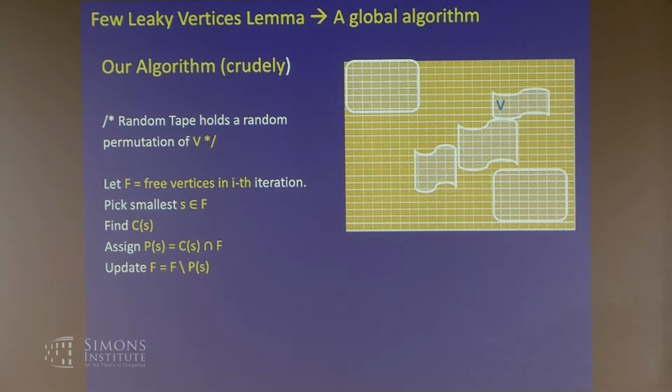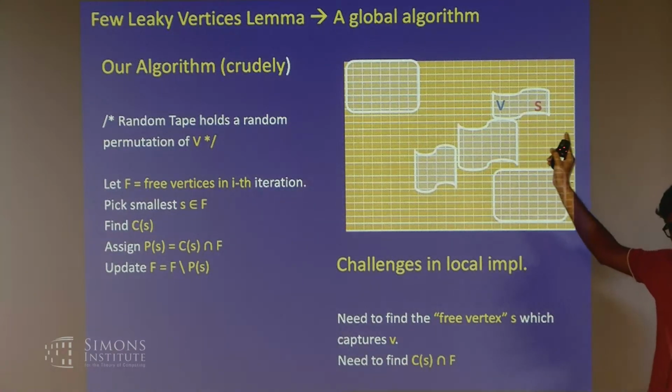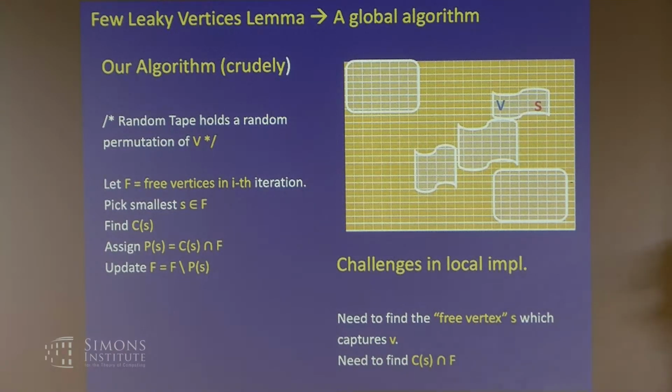The local algorithm will receive as input some vertex V, and I want to understand what I need to do in order to find the hyperfinite piece containing this vertex. First things first, I need to find a vertex S that led to the capture of V. You with me so far? The other thing that I need to do is find the free vertices inside the set C of S. So these are the two challenges that I must handle.